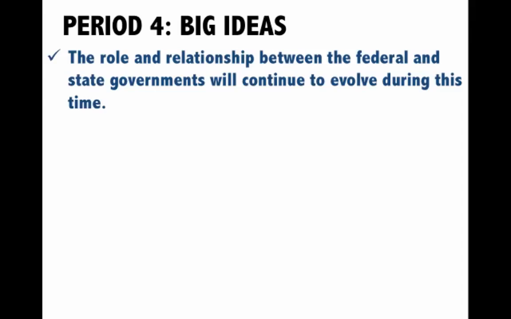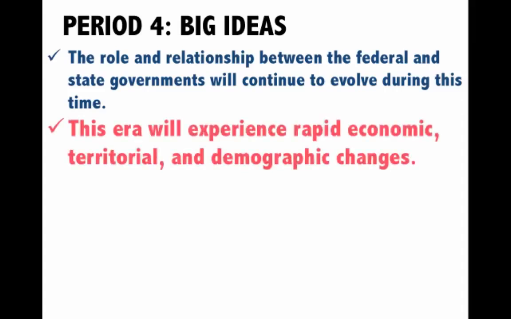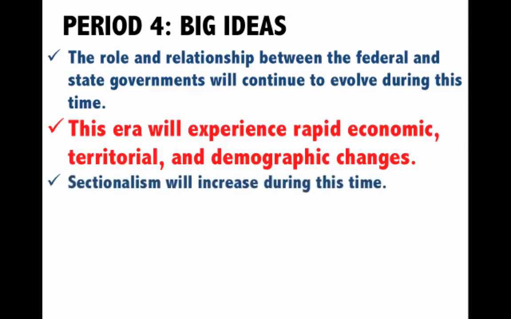The role and relationship between the federal and state governments will continue to evolve during this time. So you're going to see this theme in today's presentation. Two, this era will experience rapid economic, territorial, and demographic changes. The United States is going to be going through change in all three of those categories. Sectionalism will increase during this time. It's always been an issue. It's going to continue to be an issue in Period 4.